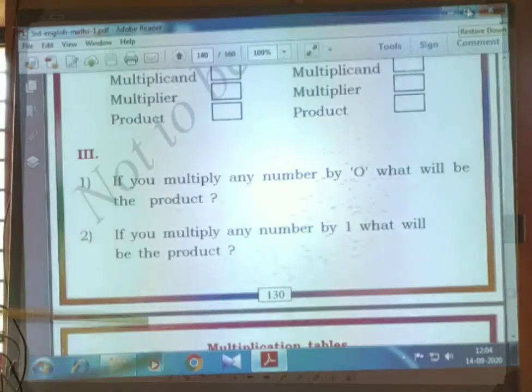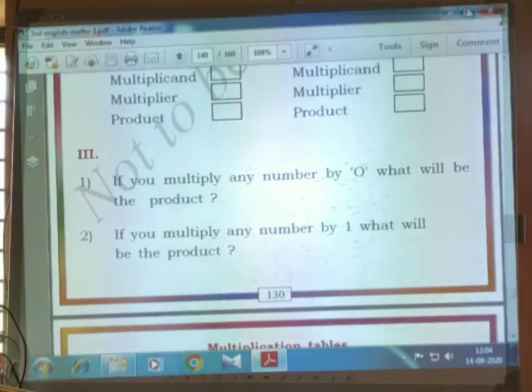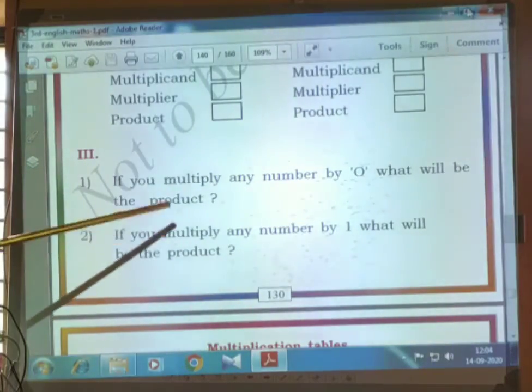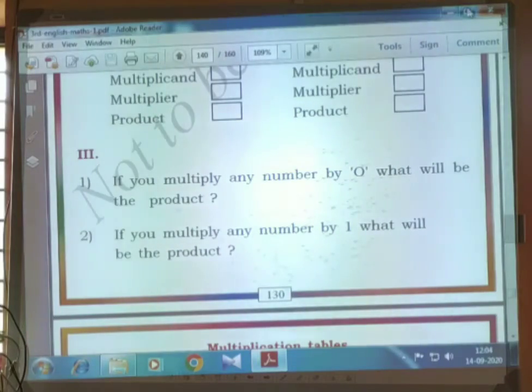Word problems. If you multiply any number by 0, what will be the product? Okay, 0 only. If we multiply 0 to any number, we will get 0 only. If you multiply any number by 1, what will be the product? That number only. For example, 2 into 1 is 2, 3 into 1 is also 3.